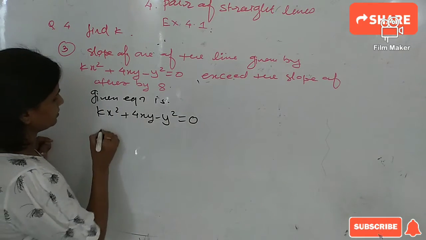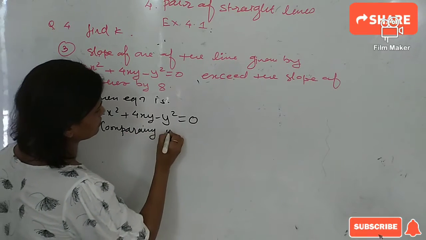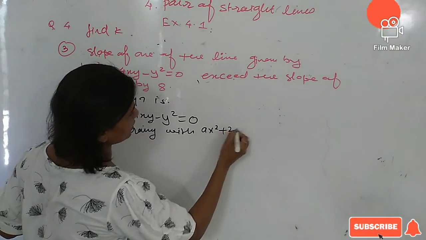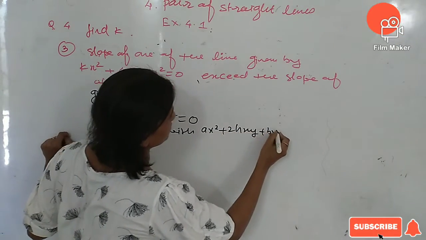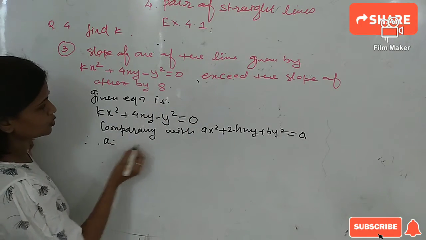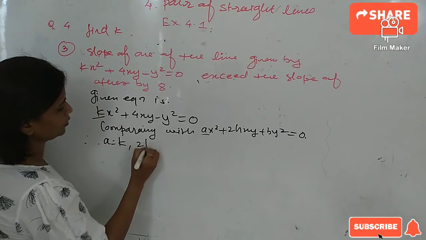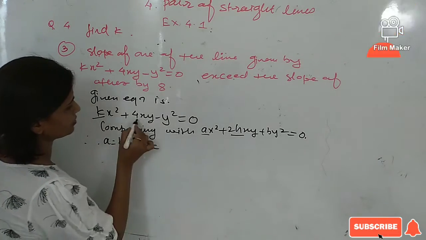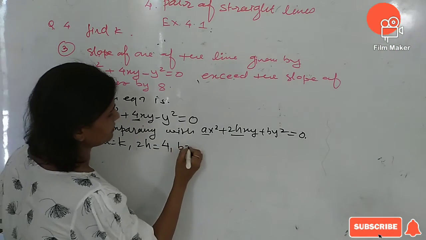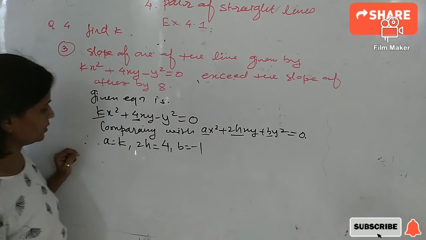And again comparing with the standard equation, ax square plus 2hxy plus by square is equal to 0, write the value of a. So a means the coefficient of x square, so the a value is k. Then 2h is the coefficient of xy, so the xy coefficient is 4. And b means the coefficient of y square, so the y square coefficient is minus 1.